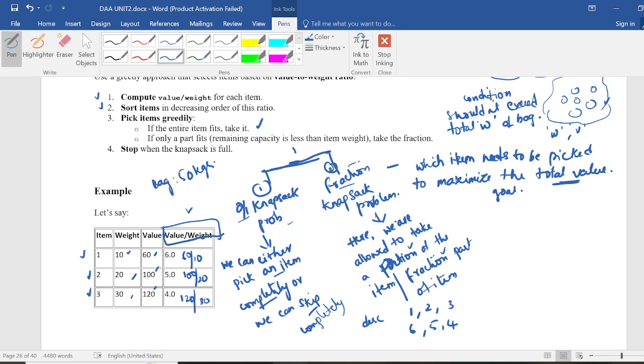Okay. So, what is the total weight of the bag? That is 50 kgs. Imagine this is your bag which holds 50 kgs of weight. So, what is our greedy plan? We have to take the entire item if it fits. First we will go with the highest ratio, that is 6, and pick it completely, that is 60. Now, the second item has ratio 5. We will pick 100.